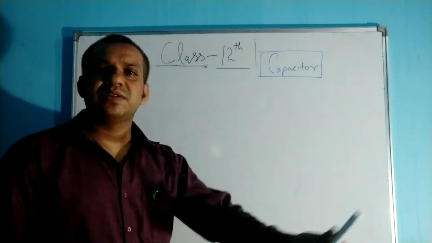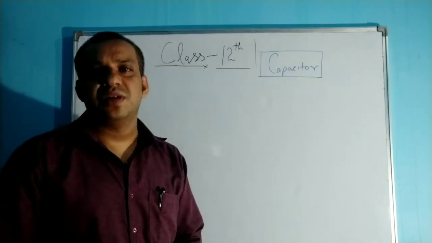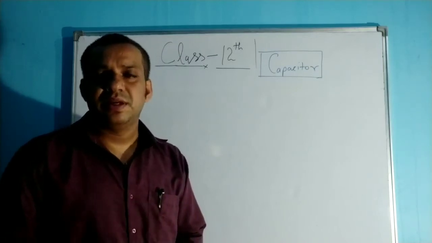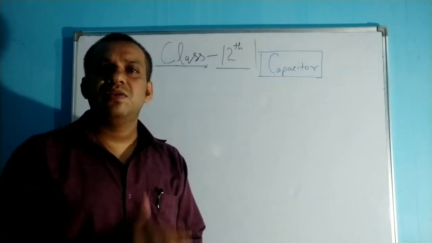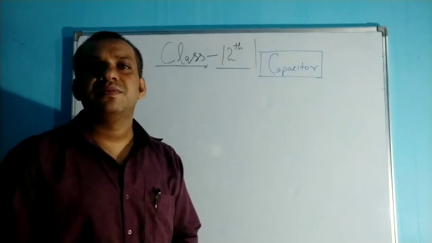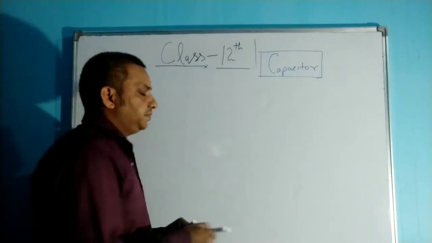So before that, what is a capacitor? A capacitor is a device which is used to store the charge. Few students are getting confused with capacitance and capacitor. Capacitance is the ability of a conductor to hold the charge, but a capacitor is a device which is used to store the charge. Let us see the activity.